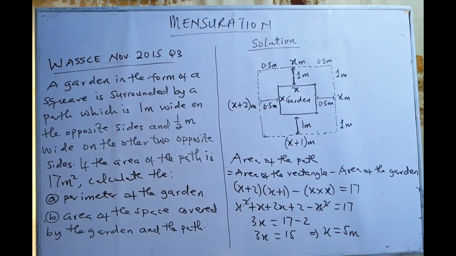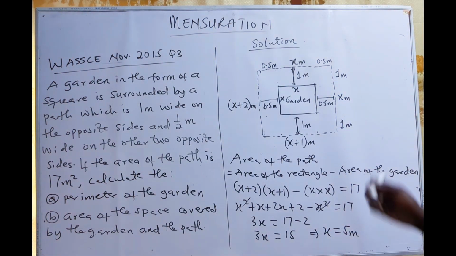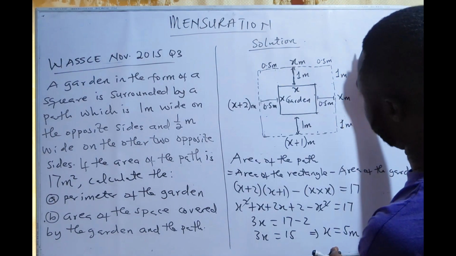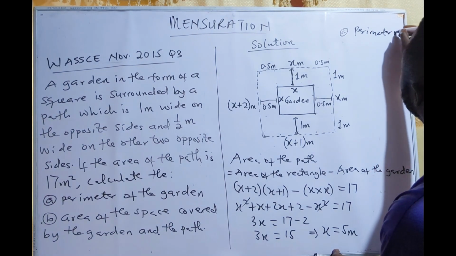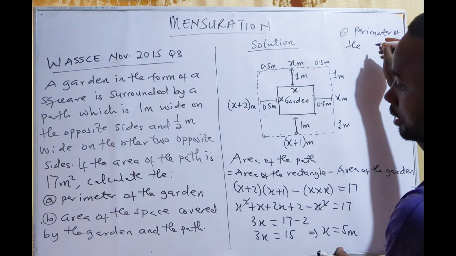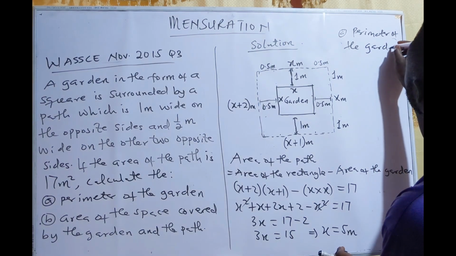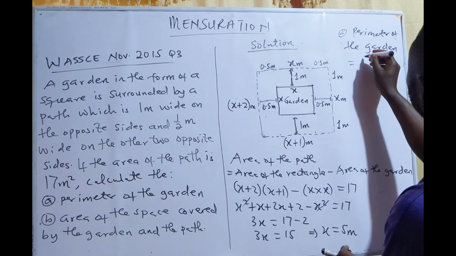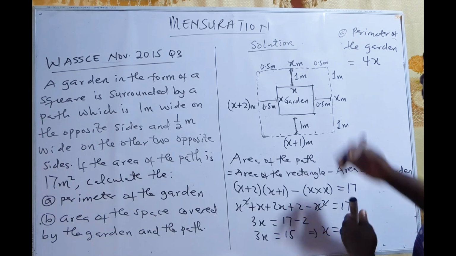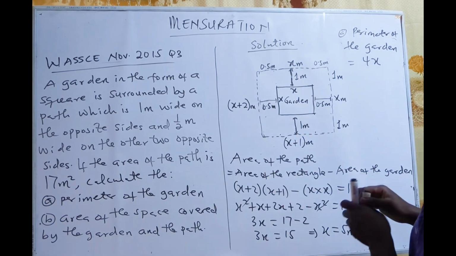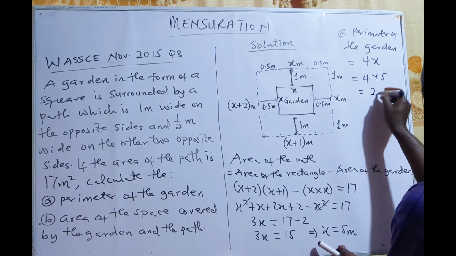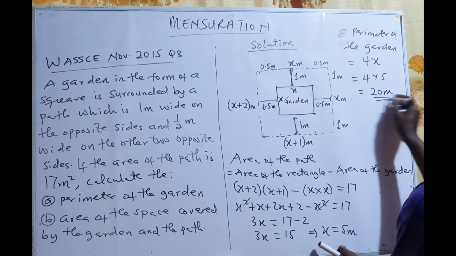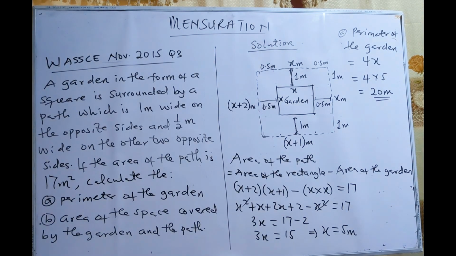Alright. So if x is 5 meters, then we can find the perimeter. Therefore, the perimeter of the garden. You know the perimeter is what? 4x, x plus x plus x plus x. So that will give us 4 times 5, and the perimeter will give us 20 meters. So the perimeter of the garden will be 20 meters. Alright. So let's look at the next one.